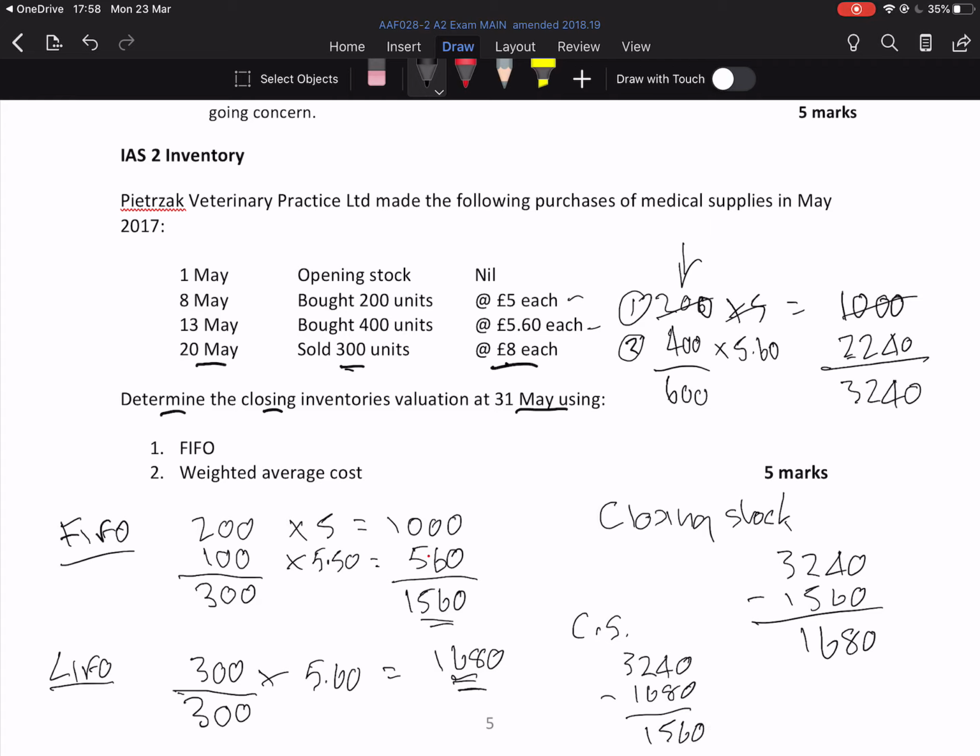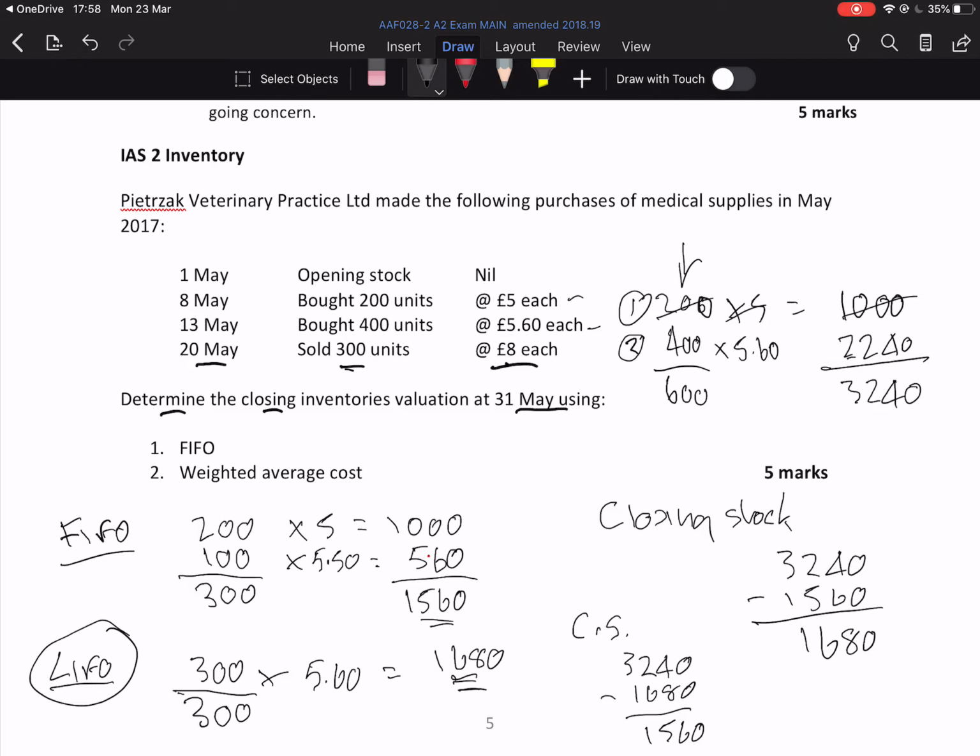But again, as I said before, we don't use LIFO anymore really, because it doesn't follow the prudence concept, which basically means the stock that came in last is the stock that goes out first. So it tends to leave you with the oldest stock, which isn't really a true reflection of the market value. So we don't tend to use that one.